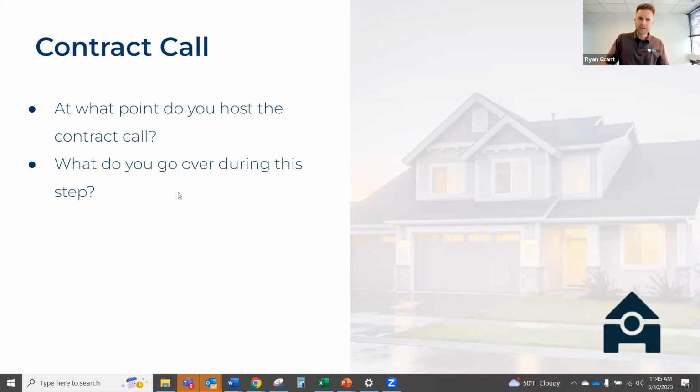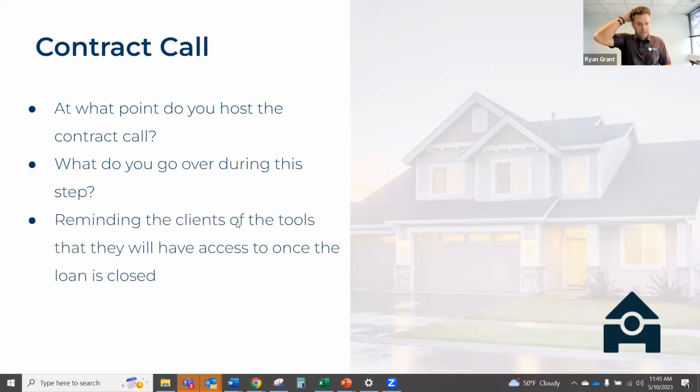So all that's there. And again, we have all this in the e-learning platform. Reminding clients of the tools they'll have access to once the loan is closed, right? So this is where you introduce relocation technology.